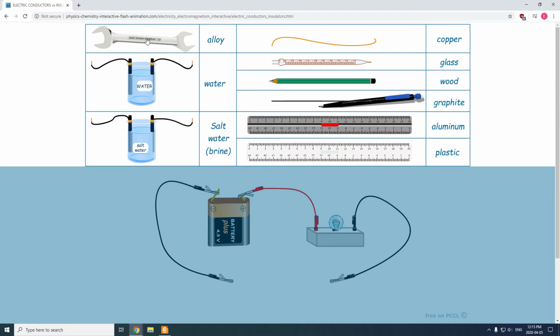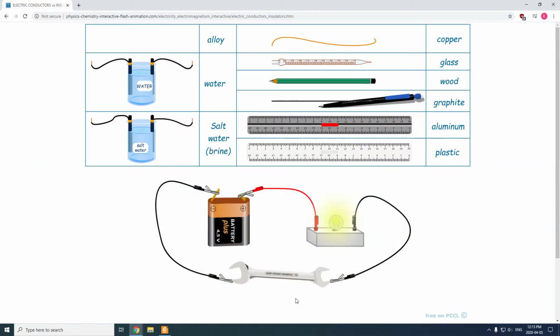All right, what we're going to do is stick some different objects in here and see what happens. First thing I'm going to take is an alloy, a metal alloy. So this is some sort of metal wrench, and we're going to stick that into our circuit. We're going to connect it up to both sides. Okay, now the light bulb turns on.